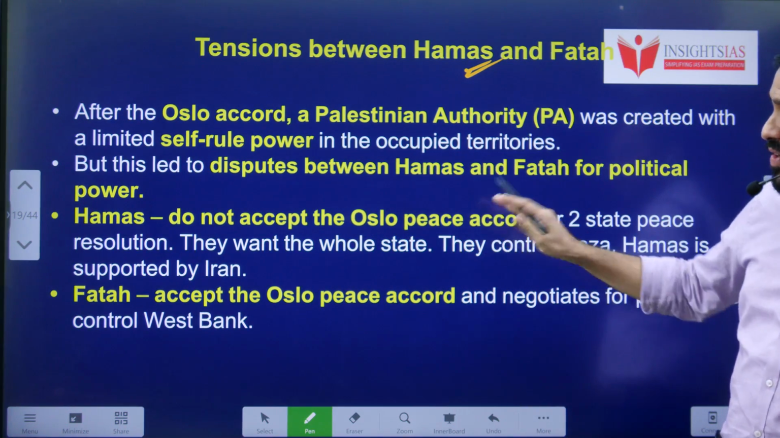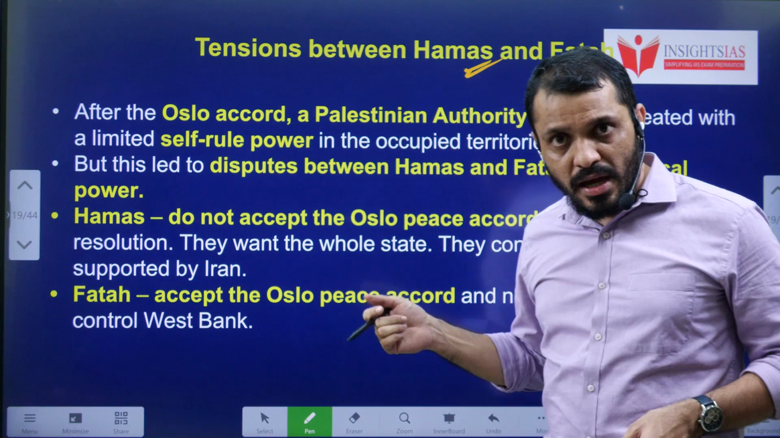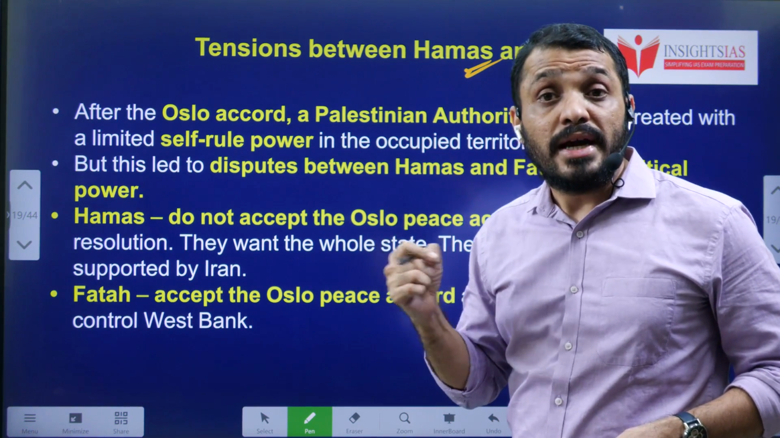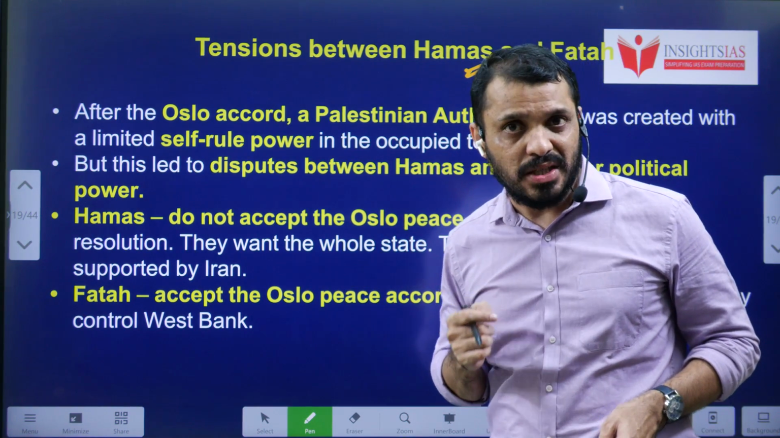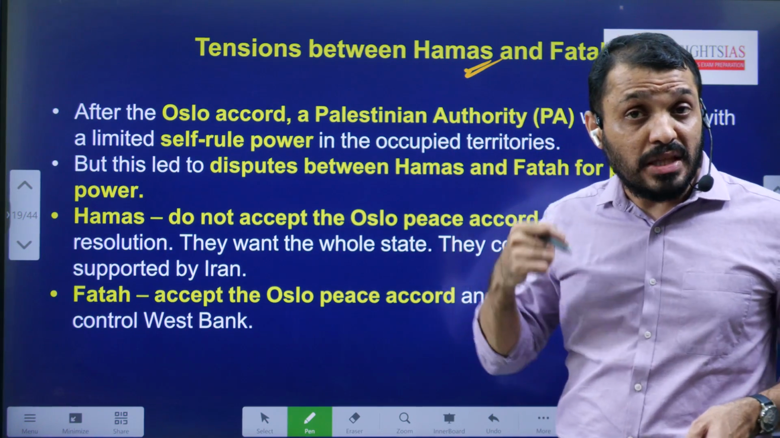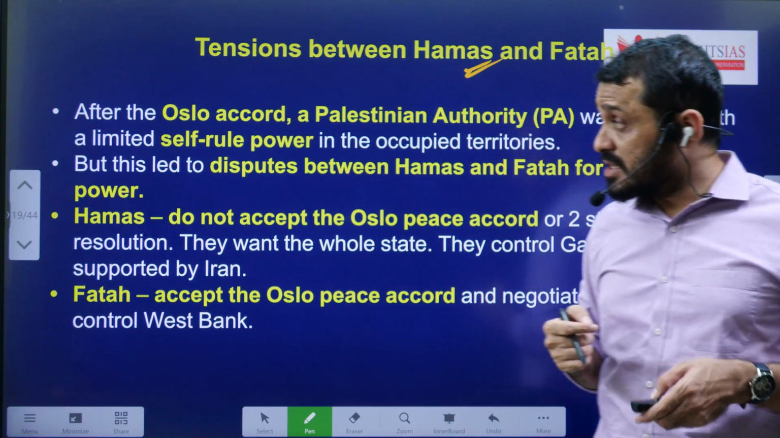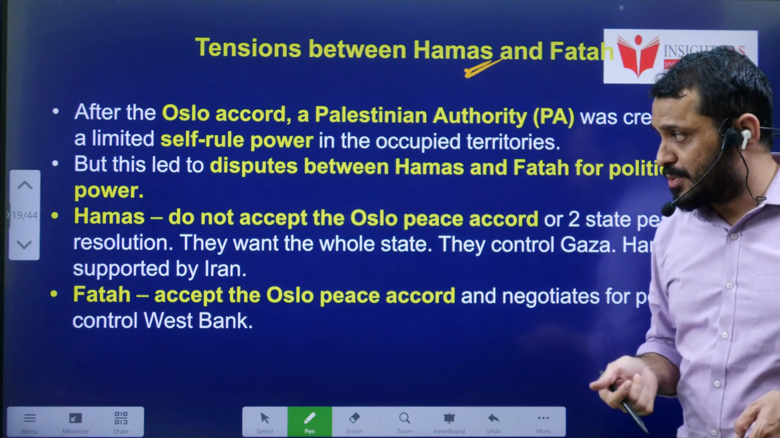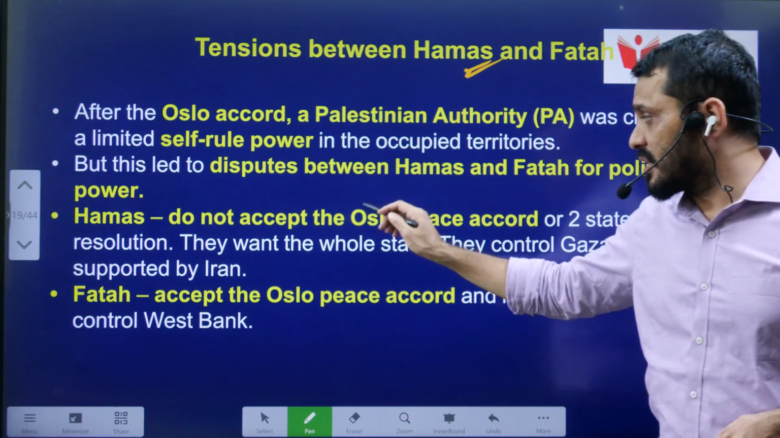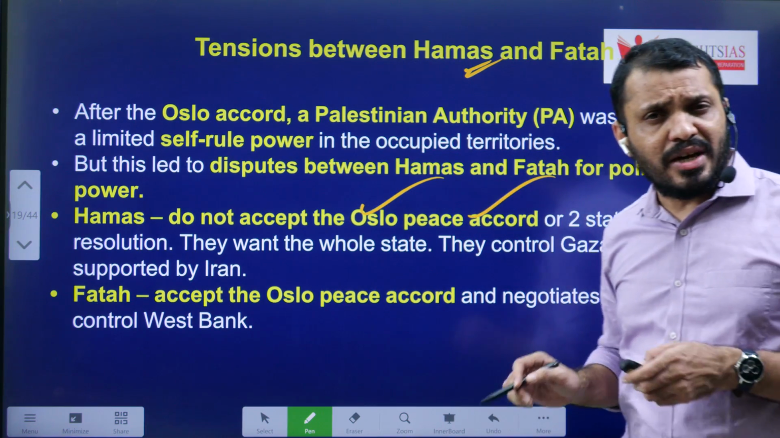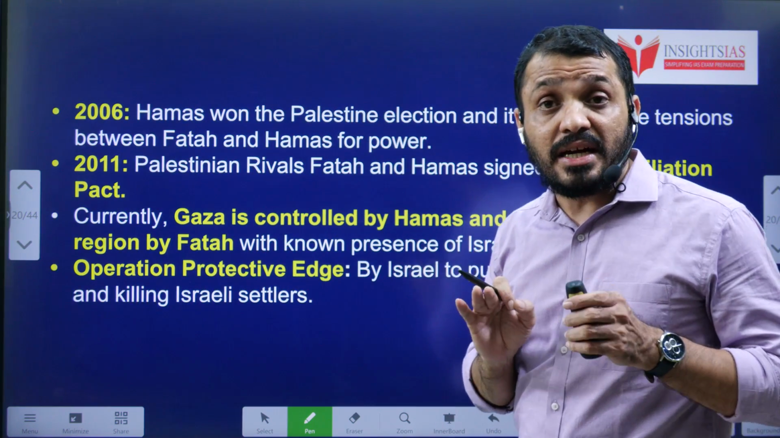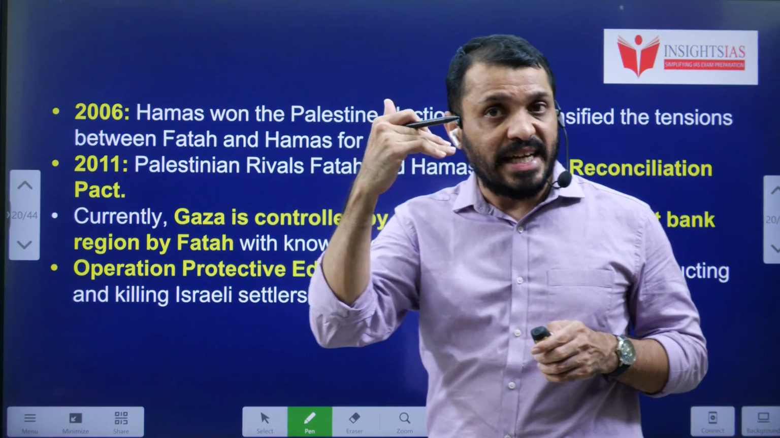Tension between Hamas and Fatah. Like I said earlier, Hamas is a more extreme organization compared to Fatah. They did not like Fatah's attitude towards the Israel government. They even severely opposed the Oslo Accord as well. Hamas did not accept the Oslo Peace Accord, and they clearly wanted the Palestine country which was there before 1967.